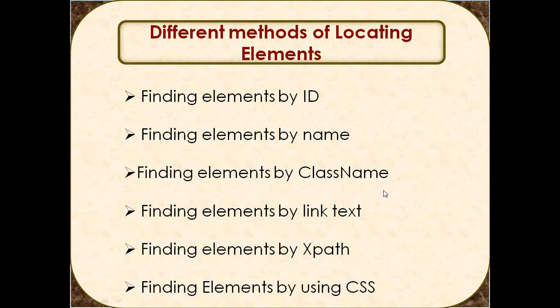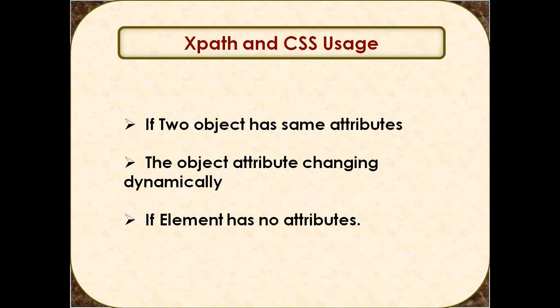Yeah. So we'll move on to the next one. These are the different ways we can identify the elements. We will use XPath and CSS if the objects have the same attributes, if the attributes are changing dynamically, or if the element has no attribute. So these are the situations where we will go for XPath or CSS. We are going to discuss this in detail in the coming classes, but now it's only a brief introduction.